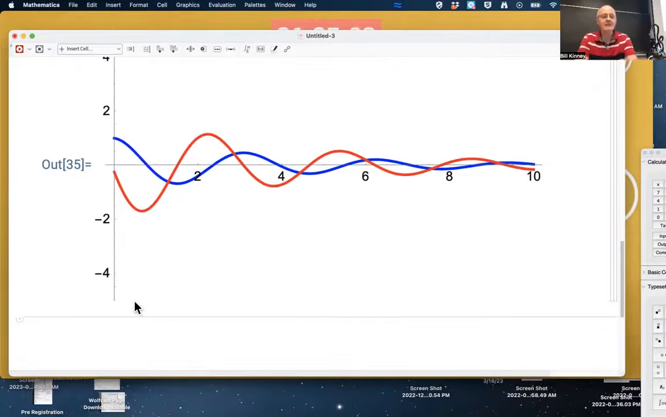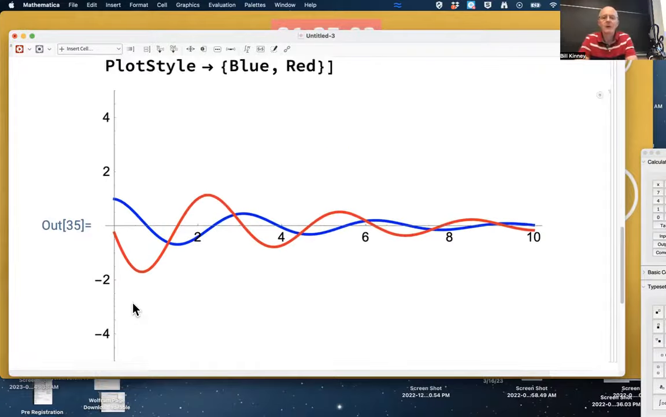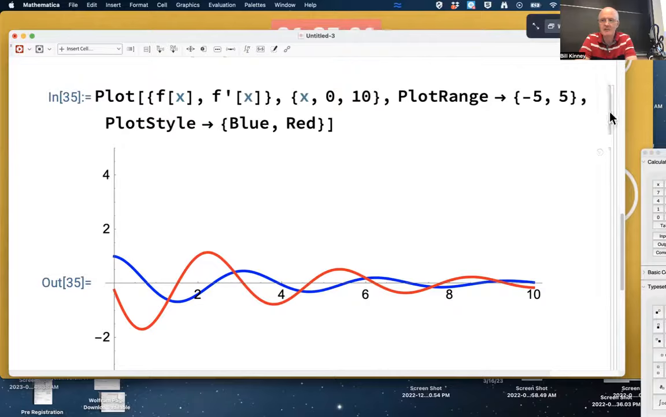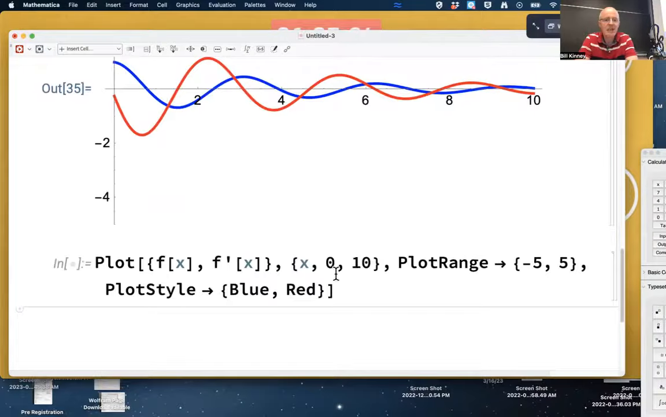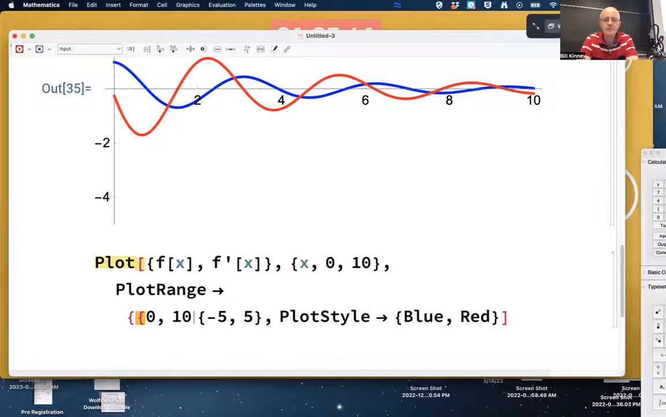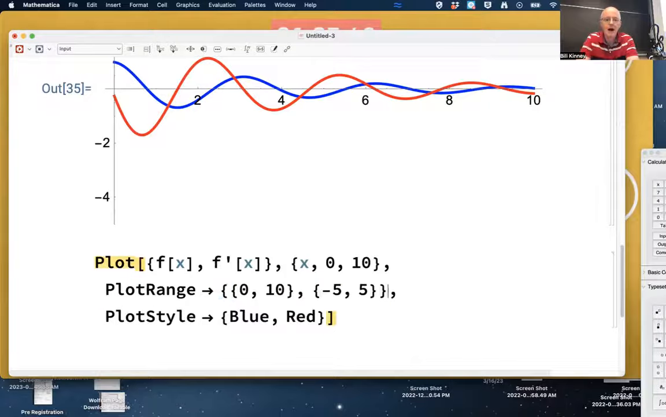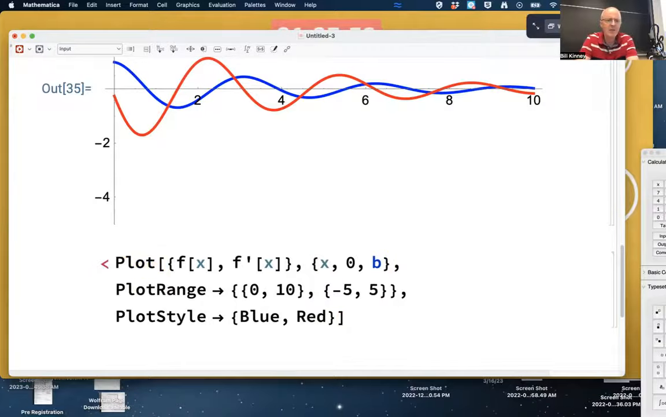Not going to require you to do this on your assignment due Monday, but the last thing I want to show you is that you can use Mathematica to make animations. One quick animation I can do here, for example, is change how much of these plots get plotted. Let me do a little funny thing here. I'm going to change the right endpoint of the plotting window to be, instead of a 10, how about B? What's B? B is what I call my animation parameter.